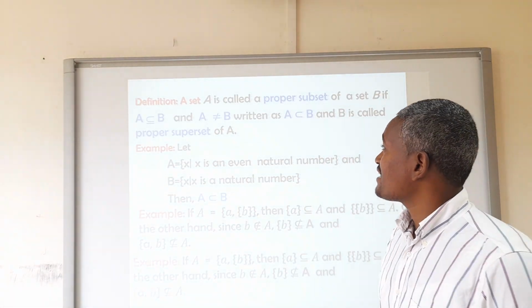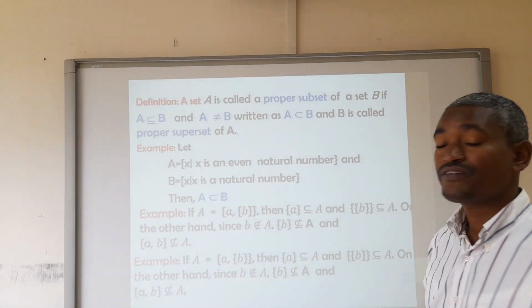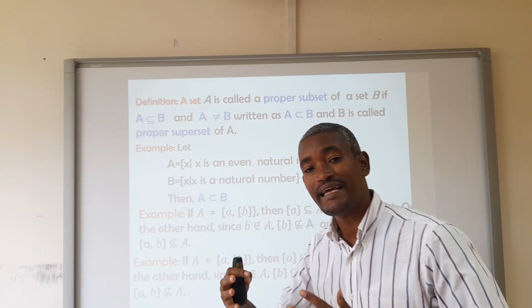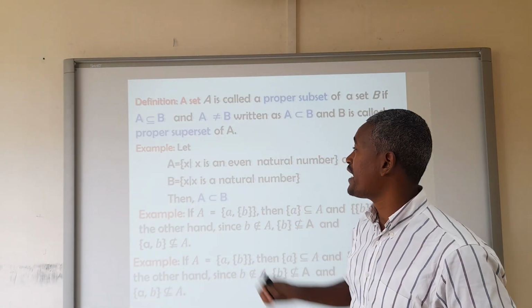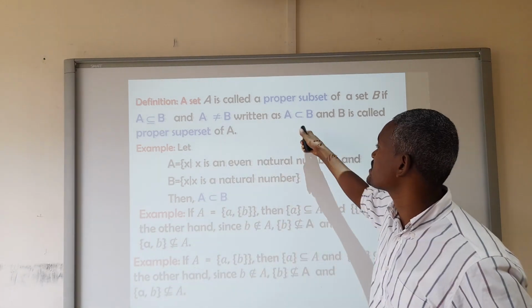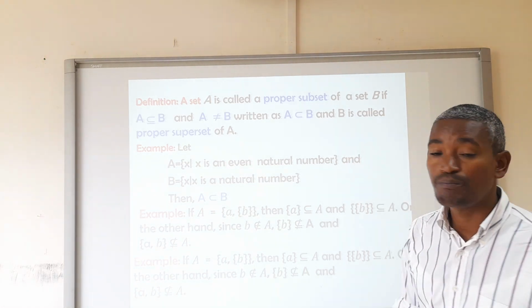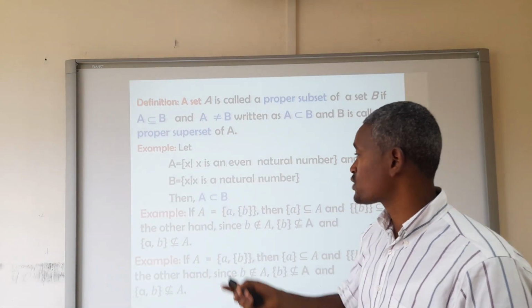A set A is called a proper subset of a set B if, first, A is a subset of B, and B has at least one extra element compared to A, so A is different from B. We write A is a proper subset of B. Then B is called a proper superset of set A, and we can write B is a proper superset of A.